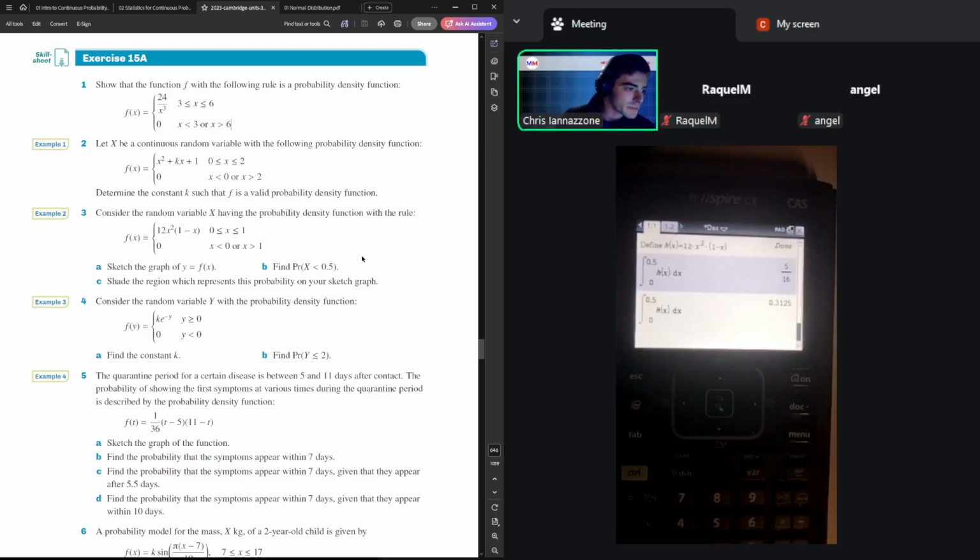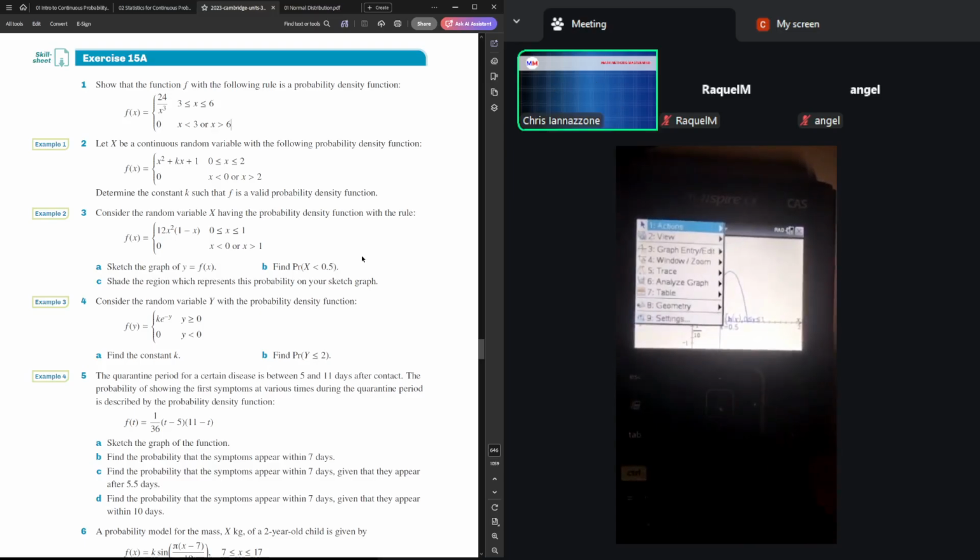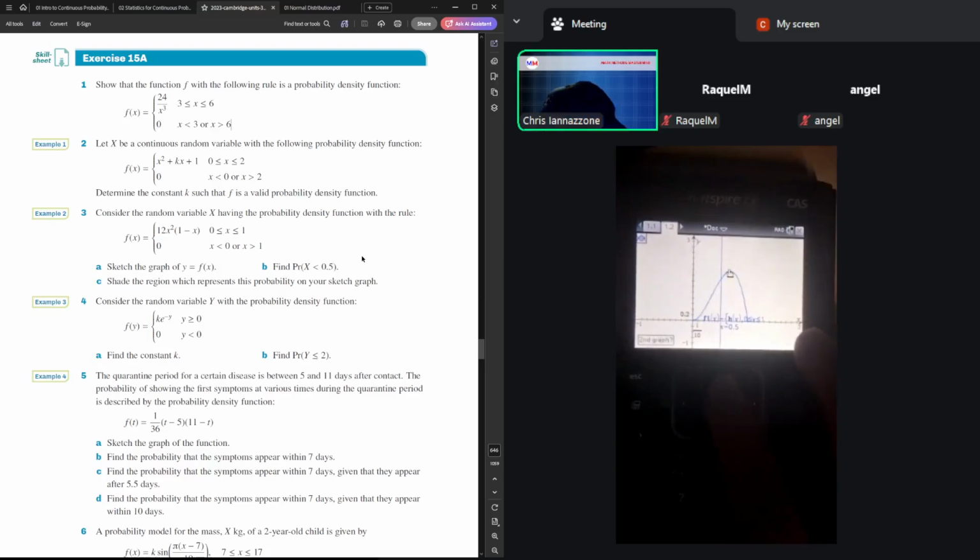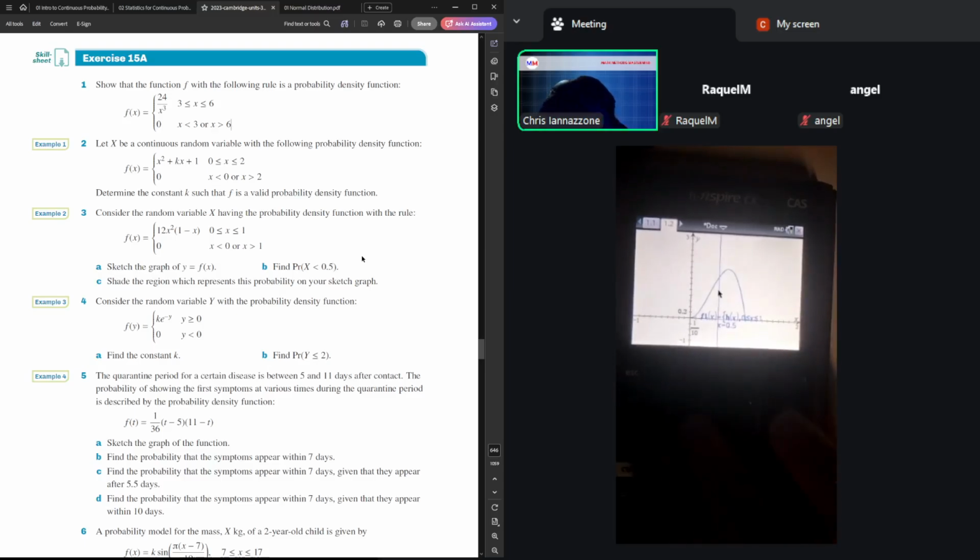Part C we already talked about, shading the region which the probability represents. I wonder actually if I can get the CAS to put it in their bounded area. This graph, this graph. No, it doesn't look like I can select it. Ah well, it's this stuff in here.